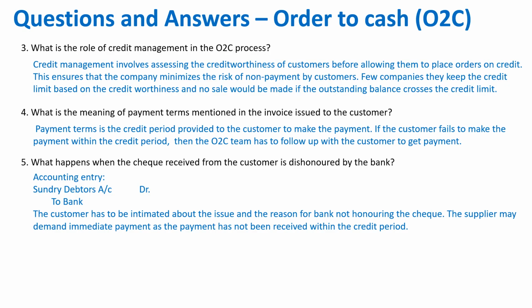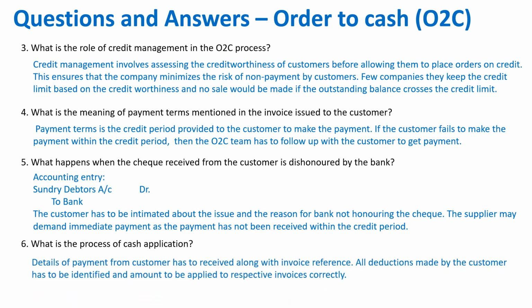What is the process of cash application? Details of payment from the customer have to be received along with invoice reference. All deductions made by the customer have to be identified and the amount applied to the respective invoices correctly. That means whatever amount you receive from the customer, you have to identify invoice by invoice and apply, or you can say clear, those invoices correctly.